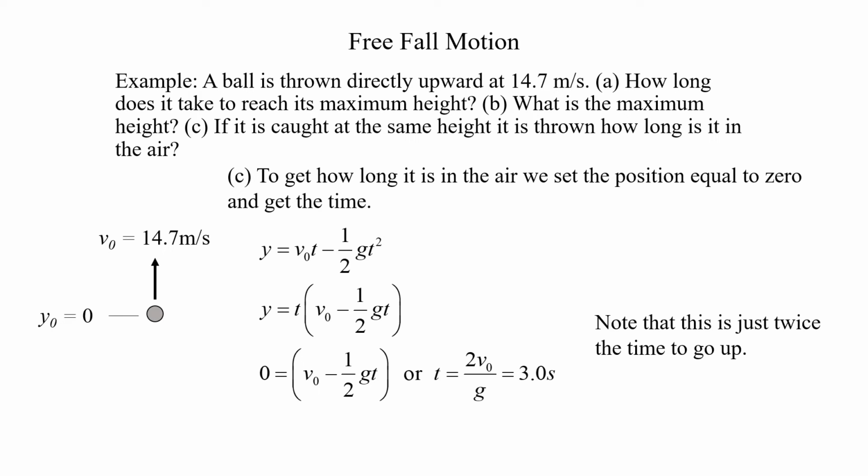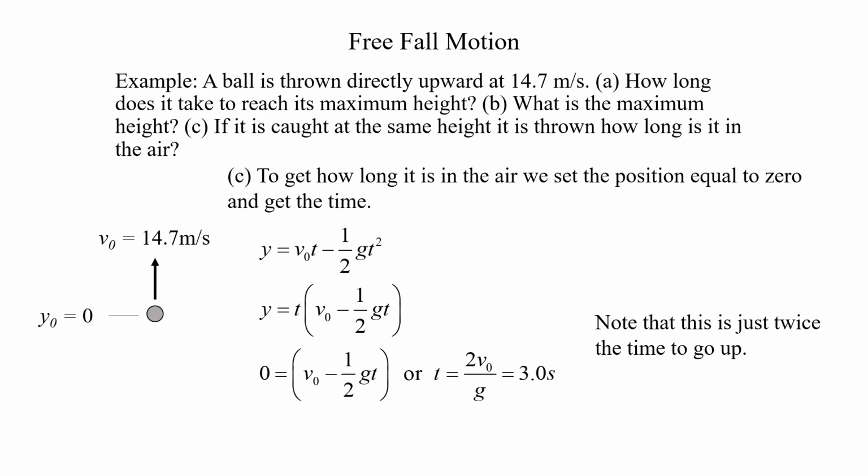What if we wanted to know how long it was in the air? Well, we could use the position as a function of time equation, set that equal to 0, and factor that so we get a t, and a quantity of v naught minus 1/2 gt. So t equals 0, we're at y equals 0, and then we set the other quantity, v naught minus 1/2 gt, equal to 0, and we get 3 seconds for that one.